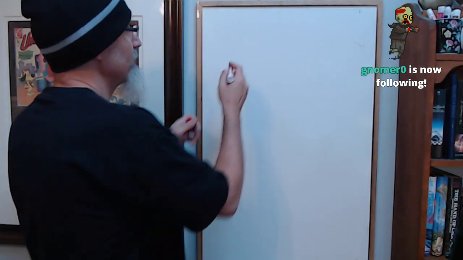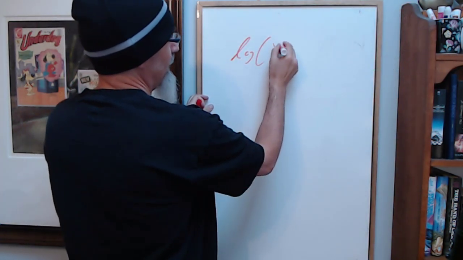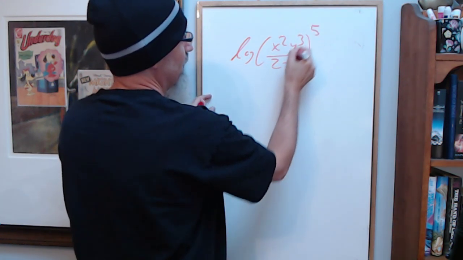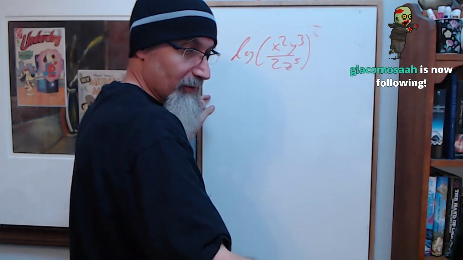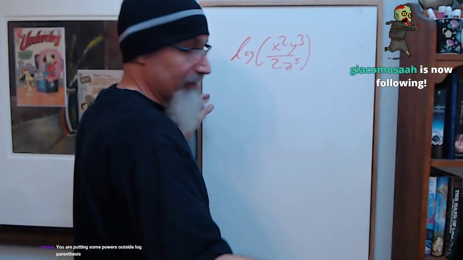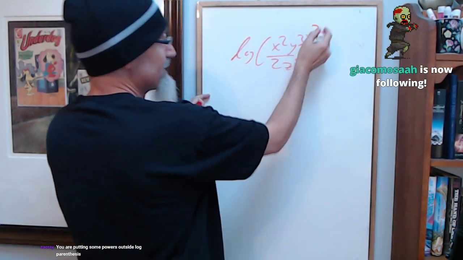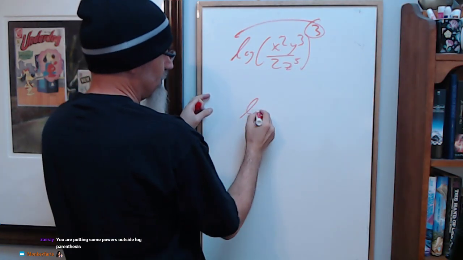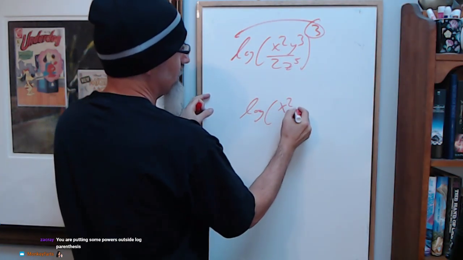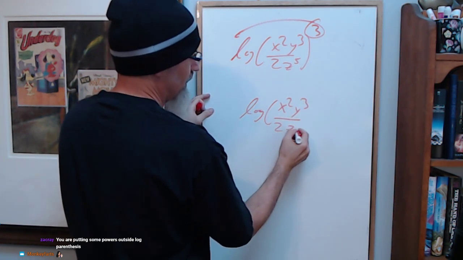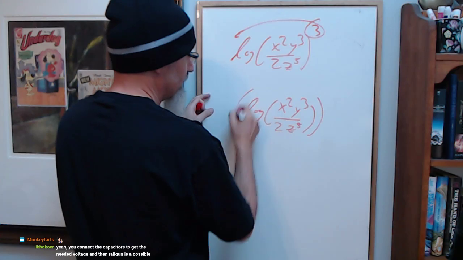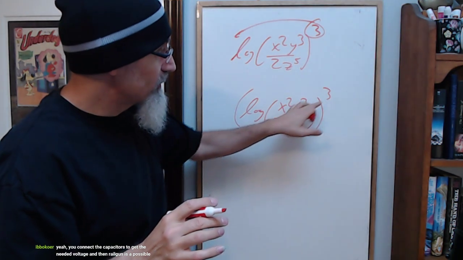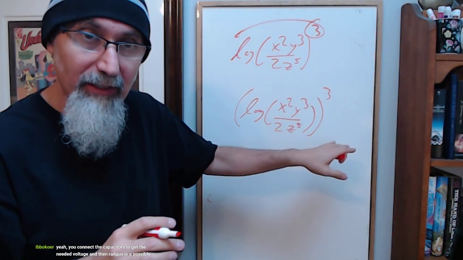The thing that I wrote before was log of x squared y cubed over 2z to the power of 5, all of it to the power of 3, right? Oops. All of it to the power of 3, right? Now this, I can bring the 3 down, right? However, if I wrote log x squared y cubed over 2z to the power of 5, to the power of 3, I couldn't bring that down because it's the whole thing multiplied. So this would mean this times itself 3 times, right?